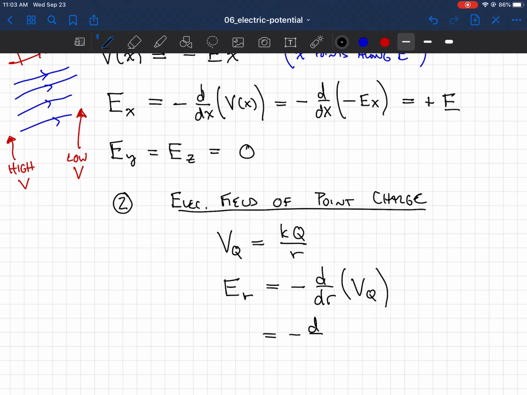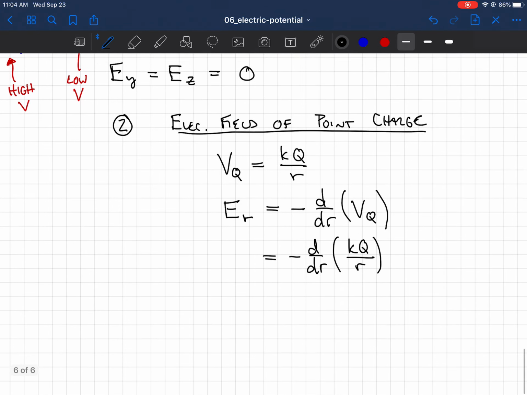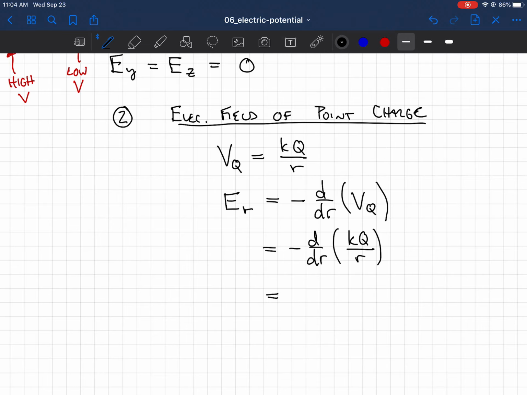So what is that? Well, it's minus d/dr of kq over r. And that thing becomes, well, the derivative of 1 over r is minus 1 over r squared. So you get plus kq over r squared. So we find that the radial component of the electric field for a point charge is equal to kq over r squared, meaning that it points outward for a positive q, and of course inward if q is negative. Okay, that ends this lecture.